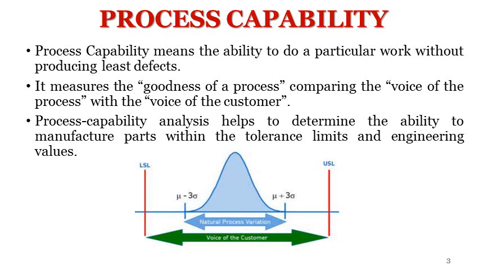If any defect is present in a particular product, that product is called defective. In a defective part, there can be one defect or more than one defect. So process capability means the ability to do a particular work while producing the fewest defects. Basically, it measures the goodness of a process by comparing it with the voice of the customer. Process capability analysis helps to determine the ability to manufacture parts within the tolerance limit.